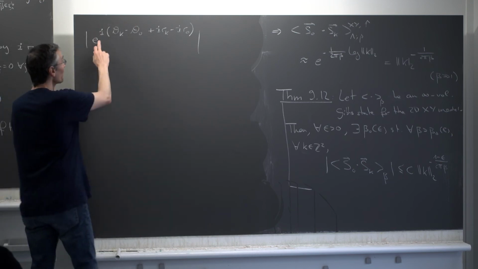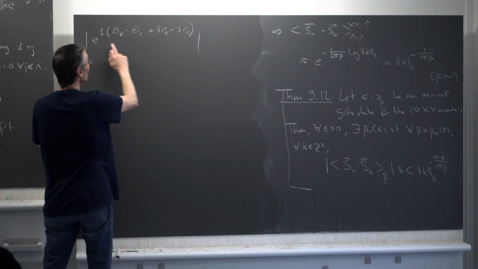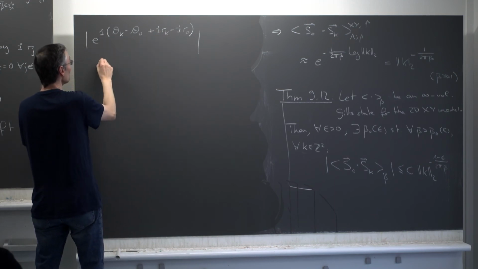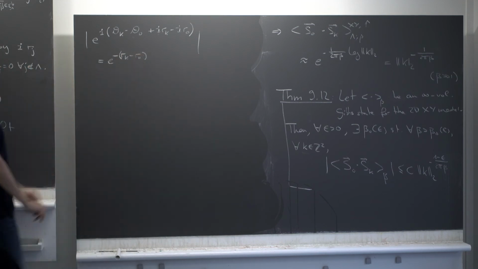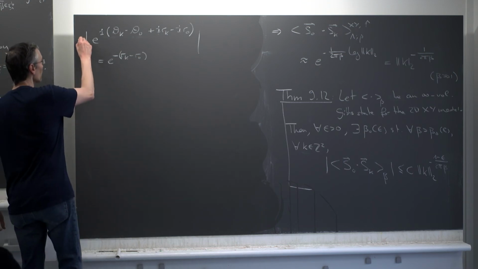But now, since I have an imaginary part here, I will get some i squared, so this will be e^{−(r_k − r_0)}. Okay? Which is very good. I get some decay in the distance. It does not vanish anymore after this shift. So that's the first observation.